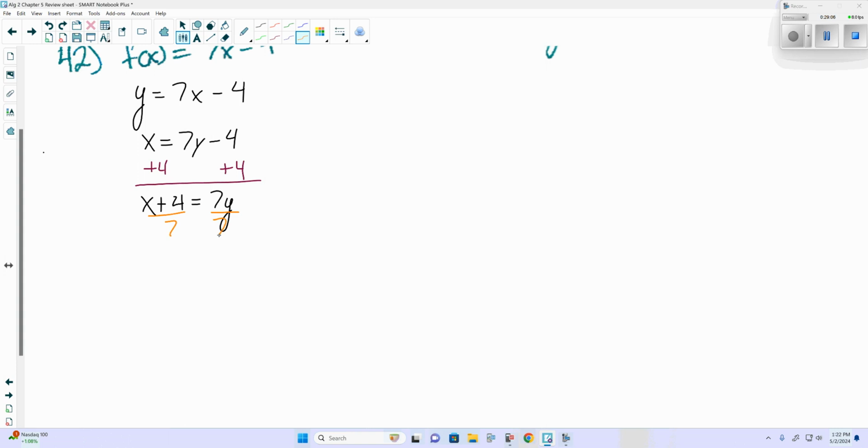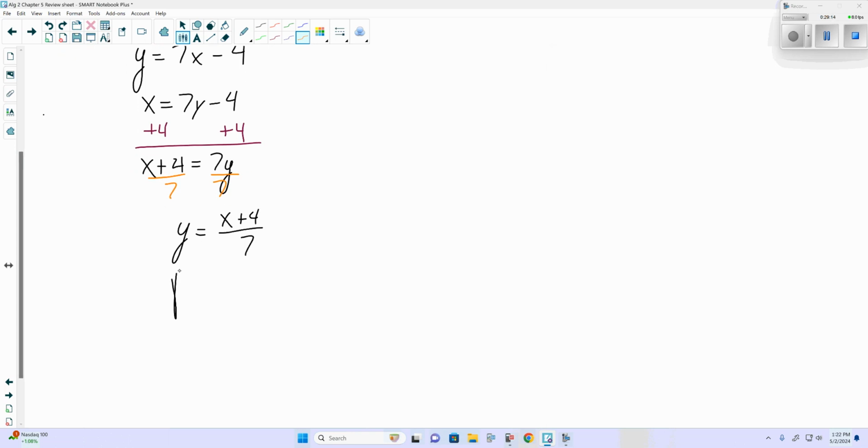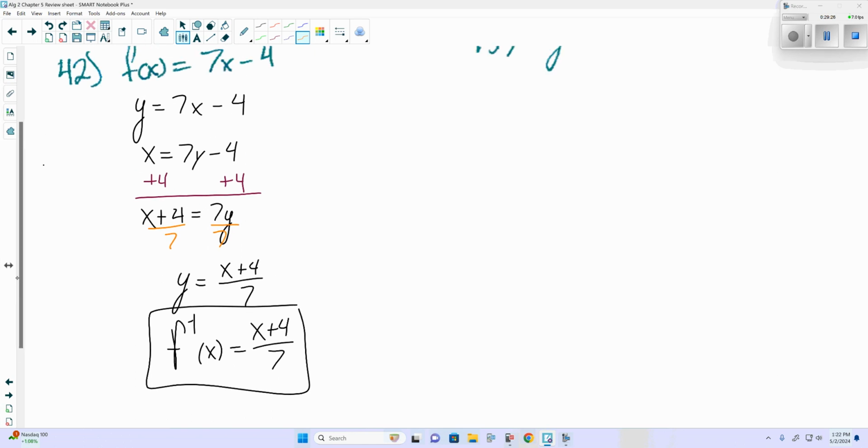Divide both sides by 7, telling us y is equal to x plus 4 over 7. f inverse of x is equal to x plus 4 over 7. Questions on 42? We good with 42? We're ready to look at 43.